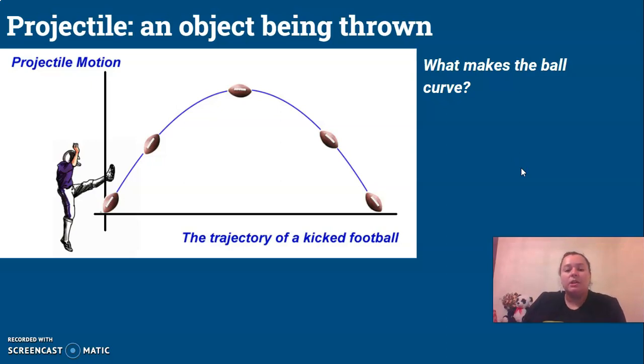All right, so I want you to think about this. You see this picture here, you see the football player kicking the ball. This ball, as it's being thrown or kicked, is called a projectile. So this is projectile motion. What makes the football curve towards the ground like this? What force is acting on it? If you think about it, gravity is pulling it down towards the ground, and also air resistance is slowing it down. So there's friction of the air. Both of these things make the football land in that curved motion that you see.